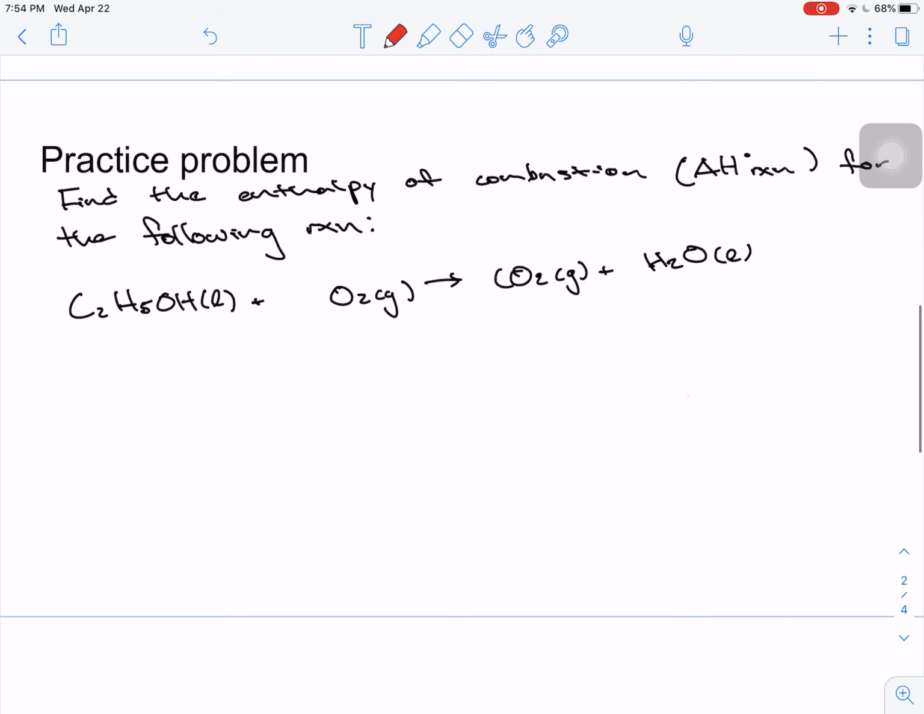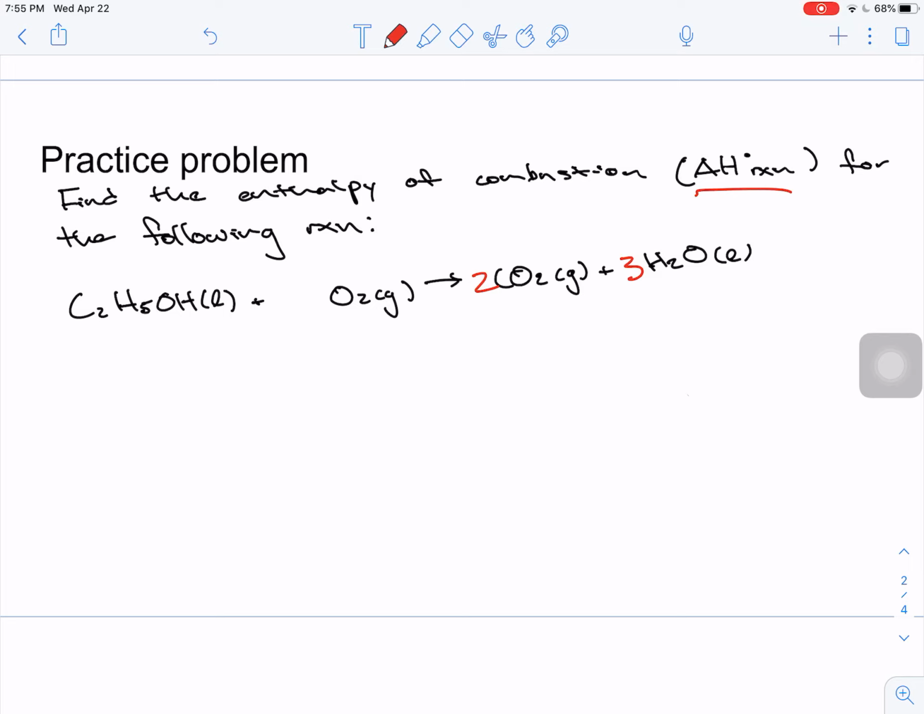Our practice problem here is I'm looking for the enthalpy of combustion, which is the enthalpy of reaction, for the following reaction. I have my complete reaction here. However, I do need to balance it. The first thing I want to balance is my carbons. I have 2 carbons on the left, so I need to put a 2 in front of the CO2 to get 2 on both sides. I want to balance my hydrogens. I'm going to put a 3 in front of the water because I have 6 hydrogens on the left, so I need 6 on the right.